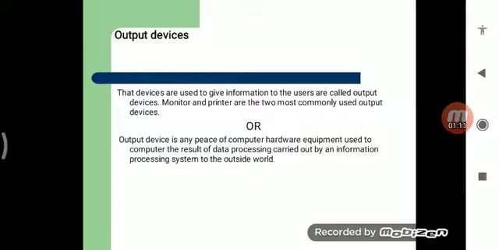An output device is a piece of computer hardware. Its main function is to give information to the user. Examples: speaker, monitor, printer, etc.